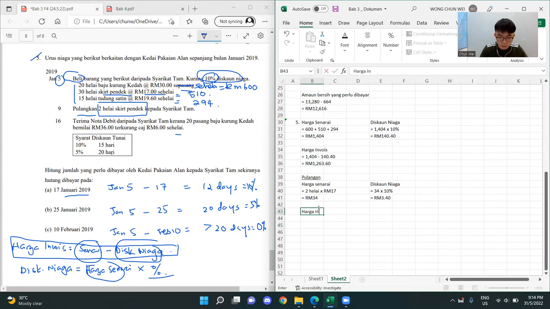Okay, now what is the harga invoice for this pulangan? So it actually uses the RM34 minus the 3.40, and you get RM30.60. Not done yet. So this is the amount that I have to minus from my original harga invoice from this 5th of January. So now, harga invoice new, latest punya, we use the 1,263.60, this one, and minus the RM30.60.